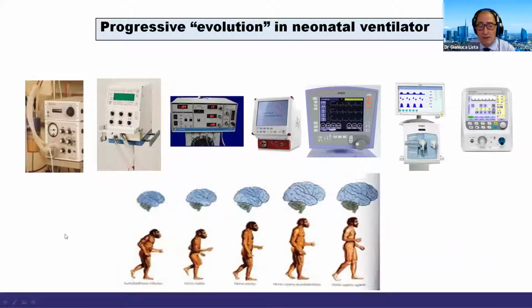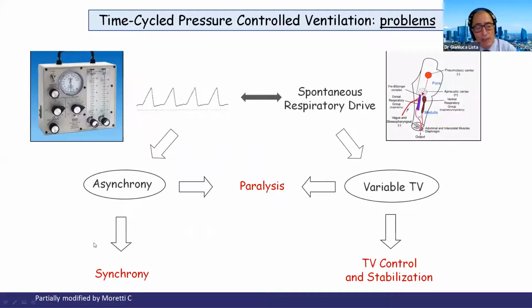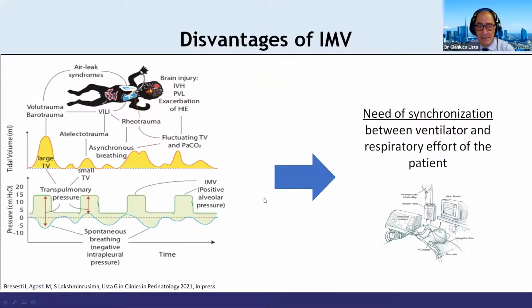During the last years, we had a progressive evolution in the neonatal ventilator. But what is the working principle of a neonatal ventilator? The neonatal ventilator is characterized by a continuous flow, is pressure limited, and then it is time cycled. The problem is that when you have no synchronization between the patient and the ventilator, there is a continuous variability of the tidal volume. And with the variability of the tidal volume, you have a negative effect on the hemodynamics and on the lung mechanics.